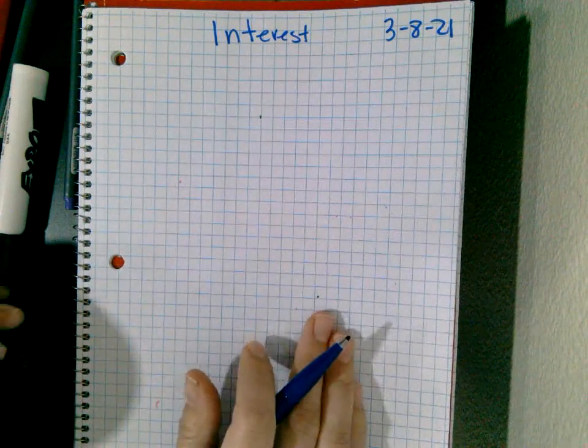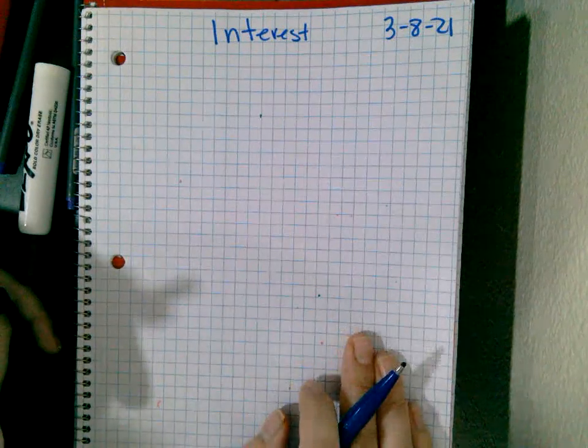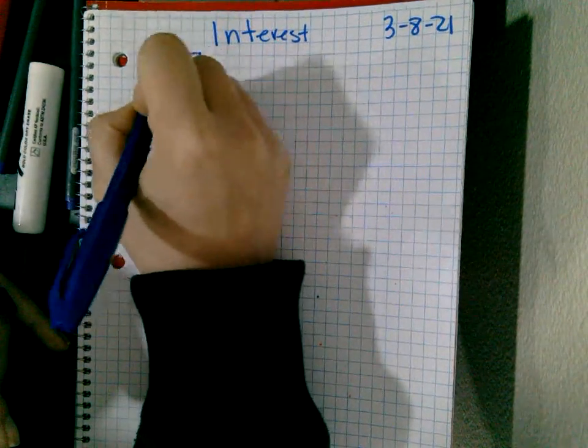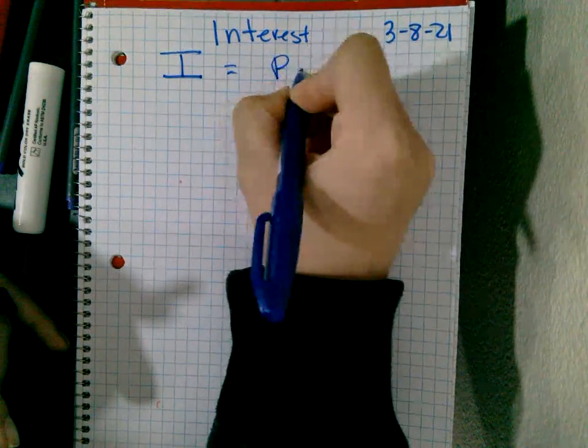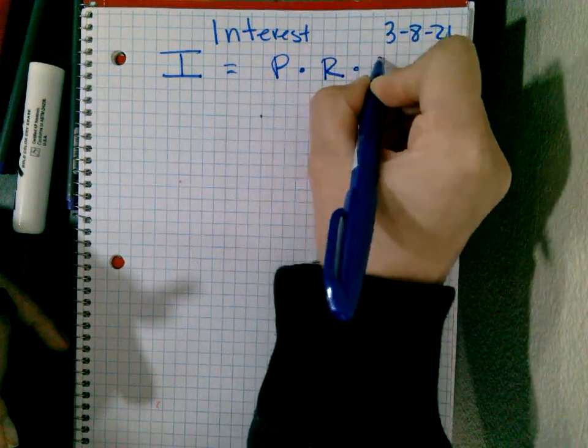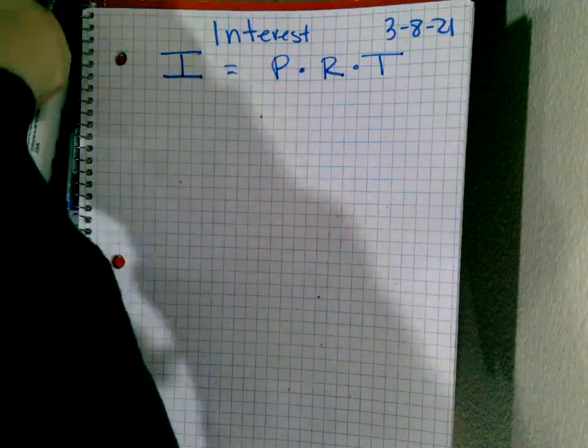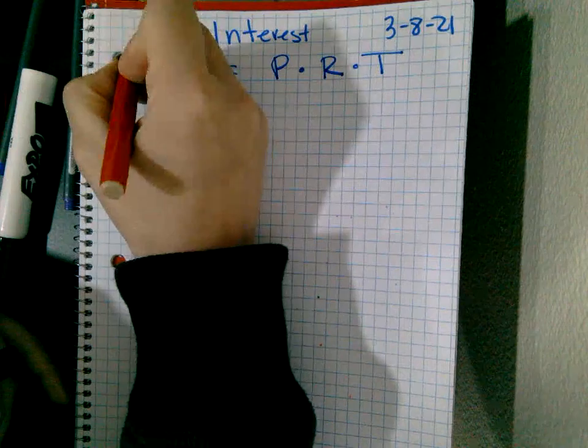Today we're going to find out how do we determine interest? How do we calculate interest? All right. So to find interest, you need the formula: interest equals P times R times T. So it looks very different than all our other ones that we've done. So this is step one.